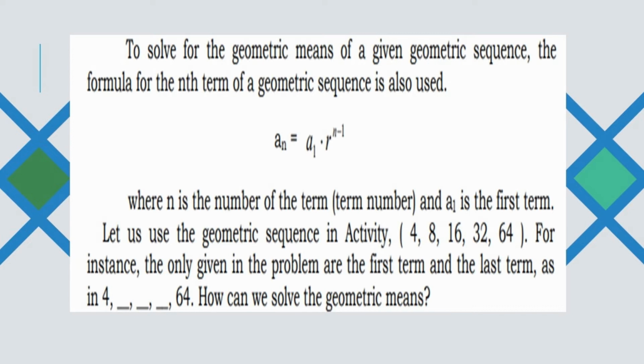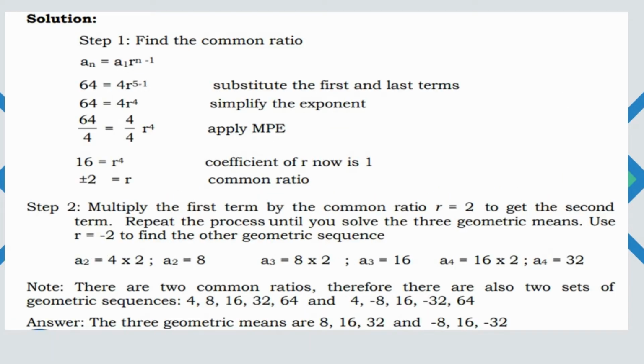Then let's use the geometric sequence 4, 8, 16, 32, 64. For instance, the only given in the problem are the first term and the last term. So we have 4, then the 3 geometric means, and then we have 64 as the last term. So how can we solve the geometric means? First, we need step 1, find the common ratio.